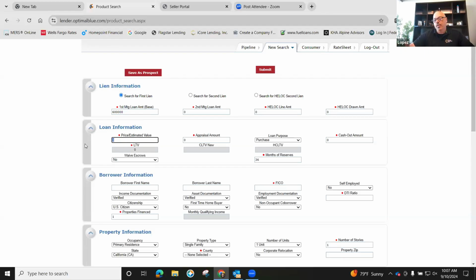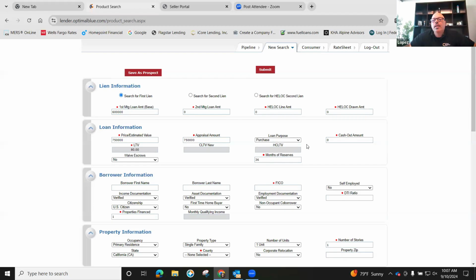My estimated value for this house is going to be $750,000. Now, when I push tab, it'll automatically push over what the appraised value is because they need to match. So I know it's kind of redundant here, but if we initially think it's going to be a 700,000 and it appraises for 650, that's obviously going to change the LTV and it creates a huge mess. But for all intents and purposes, we want to make sure that the price of estimated value is going to match my appraisal amount. And we're doing a purchase.